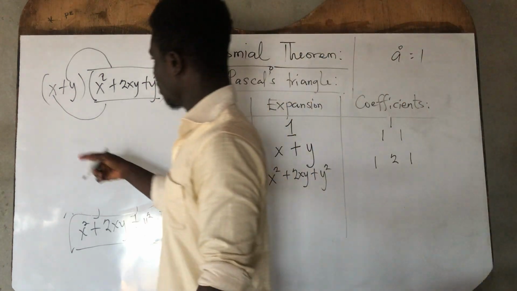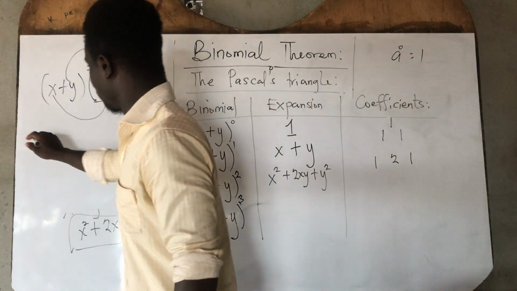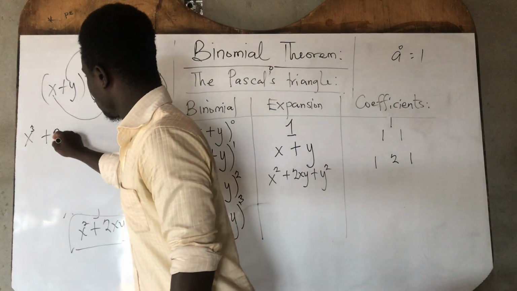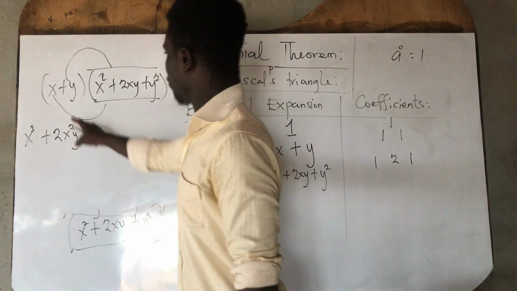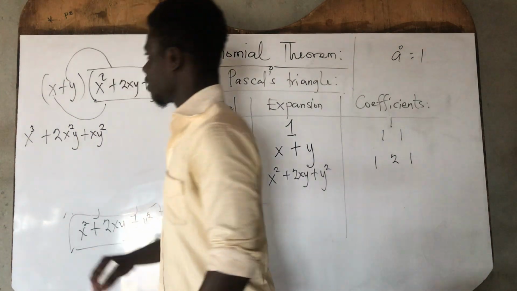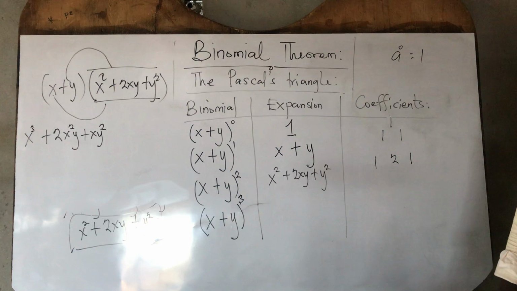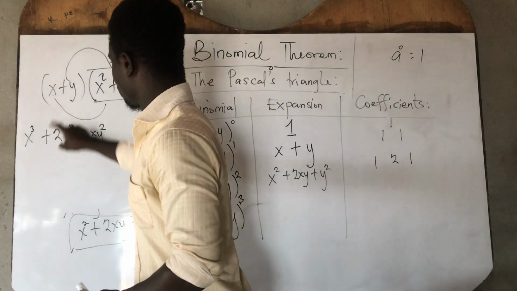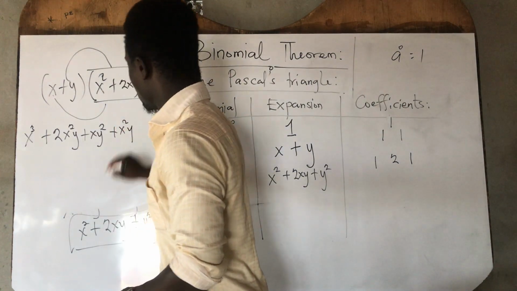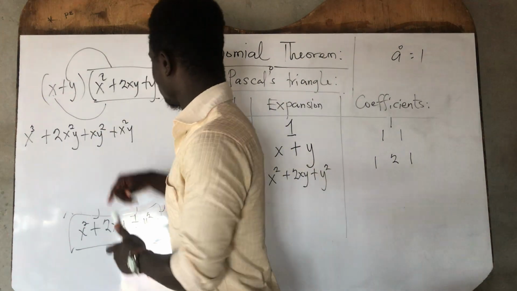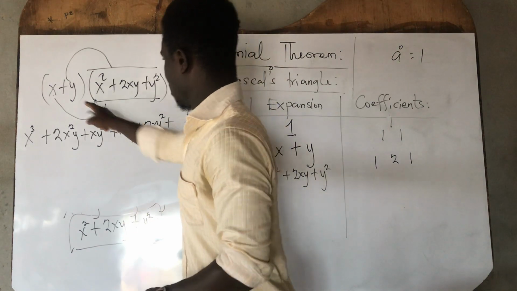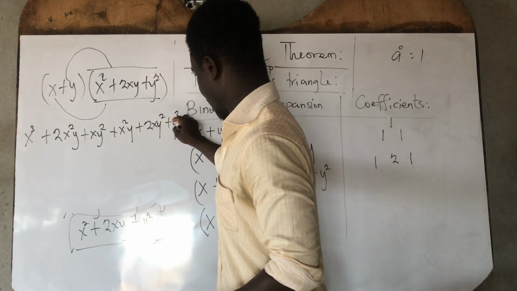So now I get x times x squared, which is x cubed. Then x times 2xy, I get plus 2x squared y. Then x times y squared, I get plus xy squared. Now we are done with the x, so we come to the y. Y times x squared, I get x squared y. Then y times 2xy, I get 2xy squared. Then plus y times y squared, I get y cubed.